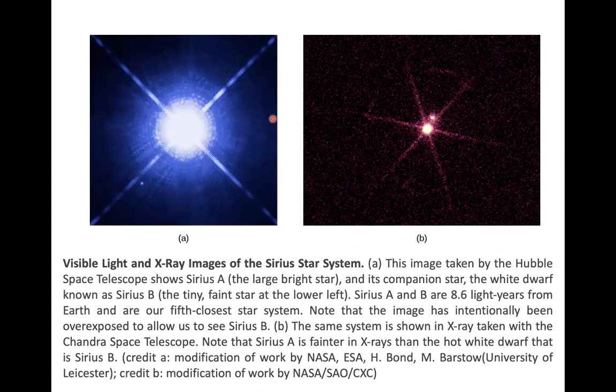Right? Now in the left-hand image, you see here, this is actually the Sirius star system. Now one of these stars you can see with your naked eye when you go outside. Right? In image A on the left-hand side, the picture is taken by the Hubble Space Telescope.